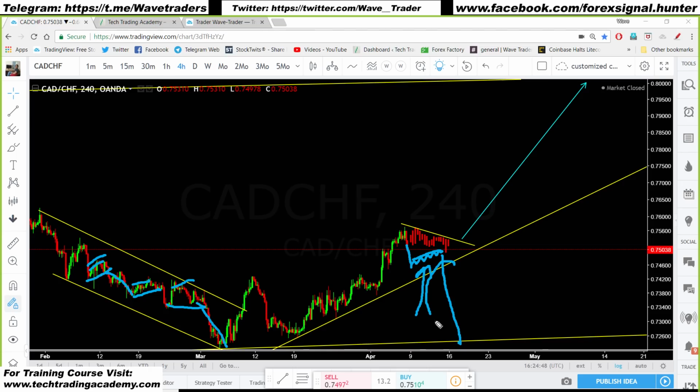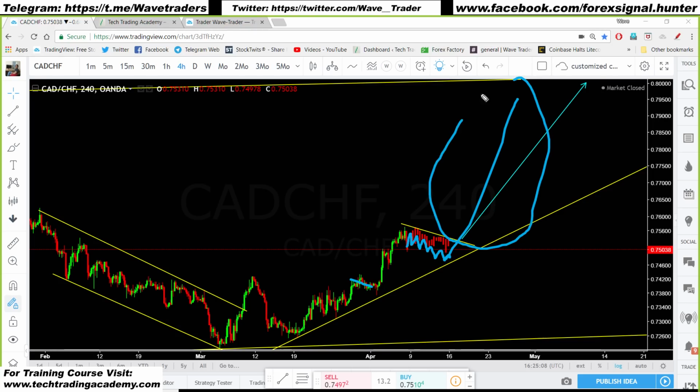So if you are still looking for a sell on the CAD Chf, make sure you see that correction over there. If you don't see that correction, what will it do? It will keep pushing to the upside. That is what we are looking for: a correction for upside. So still potential is left over there. Watch this correction and look for it to continue to the upside.